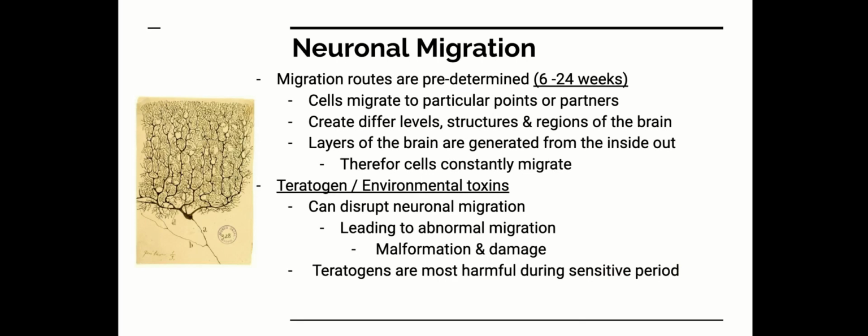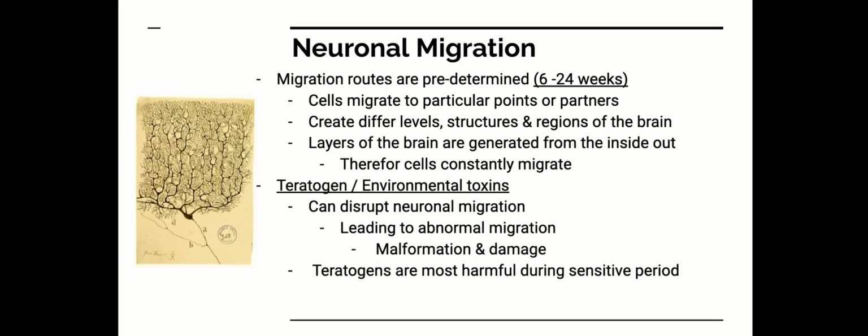Neuronal migration routes are predetermined and neurons continue to migrate between 6 and 24 weeks. Cells migrate to particular points or partners. They create different levels, structures, and regions of the brain. Layers of the brain are generated from the inside out. Therefore, cells are constantly migrating.